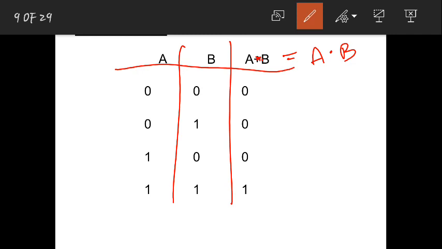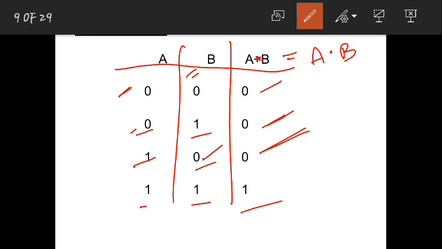Now in this case, whenever any one input is 0, the output is 0. Any one input is 0 here, output is 0. In this case both were zeros. In this case A was 0, so output is 0. In this case B was 0, so output is 0. In this case both are ones, there is no 0 at all, so that means the output is equal to 1.